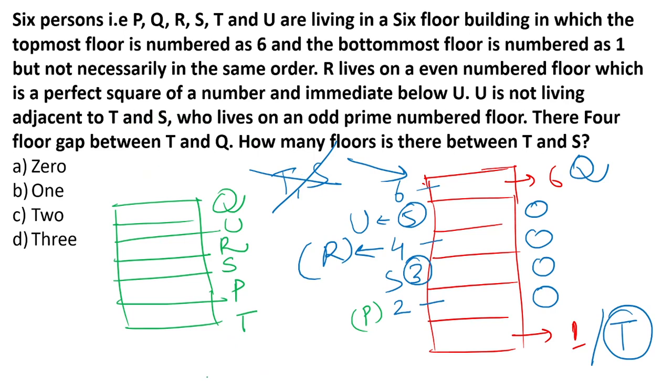Now the question: how many floors are there between T and S? T is here, the first floor, and S is this one. Only one floor between them. So our answer will be option number B, okay.